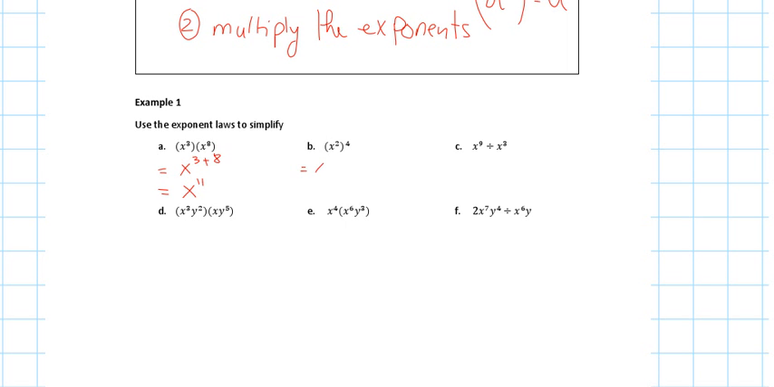I have x squared to the power of 4. I multiply the exponent. So I leave my base and I multiply my exponent, so that's going to be x to the power of 8. Okay, how about for c? So I subtract the exponent.